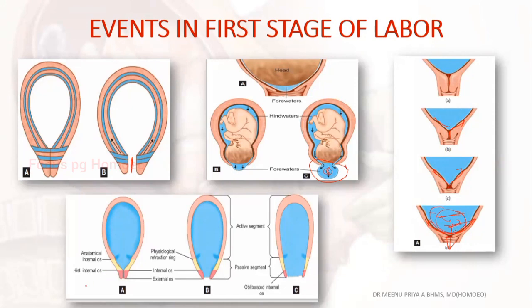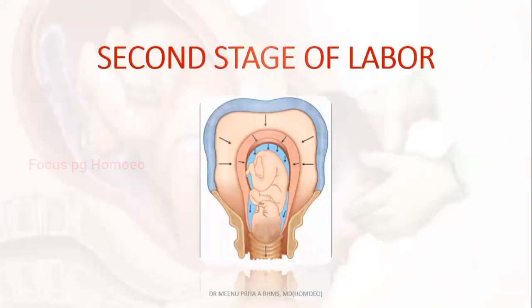Now, formation of the lower uterine segment. The three parts that come into the picture are the retraction ring, the internal os and the external os. The internal os gets obliterated and they combine together. They form the passive segment, along with the retraction ring. The physiological retraction ring is a very important part of labor, because with contraction there is also retraction, and retraction will help for easy expulsion of the fetus. So this is formation of the lower uterine segment.